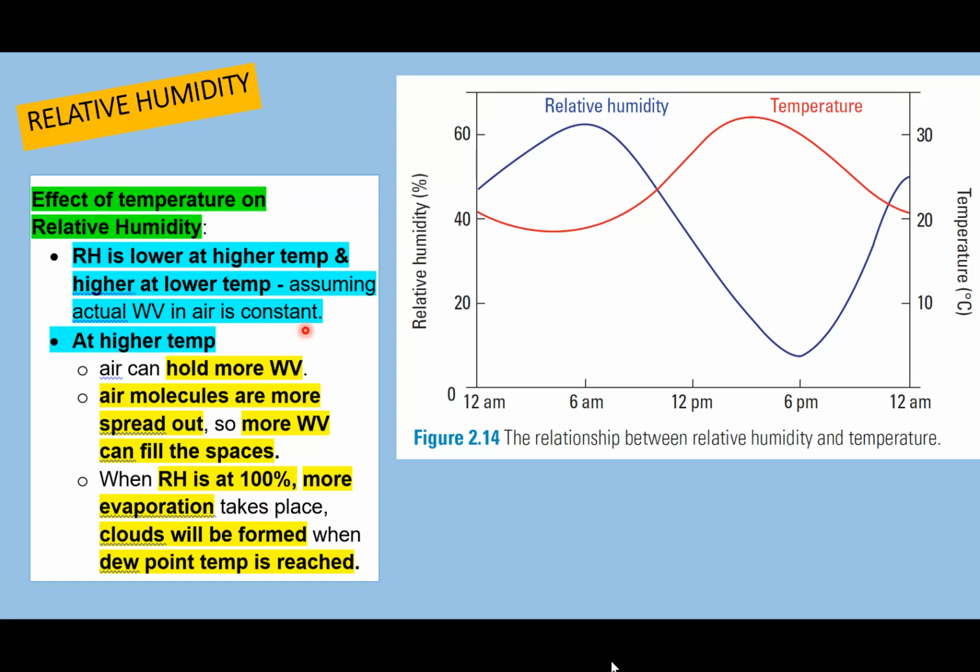So what happens at higher temperature? At higher temperature, the air expands. When air expands, it can hold more water vapor. The air molecules are more spread out, so more water vapor can fill the spaces. When relative humidity is at 100%, more evaporation takes place. Clouds will be formed when dew point temperature is reached.